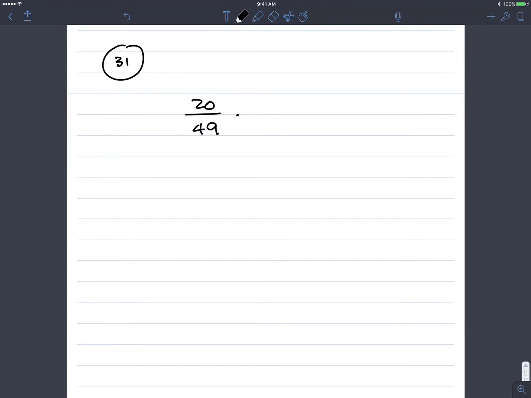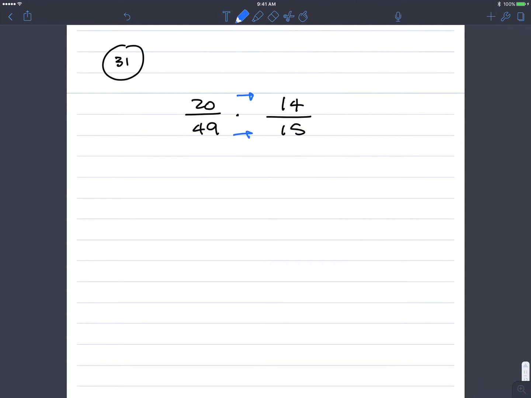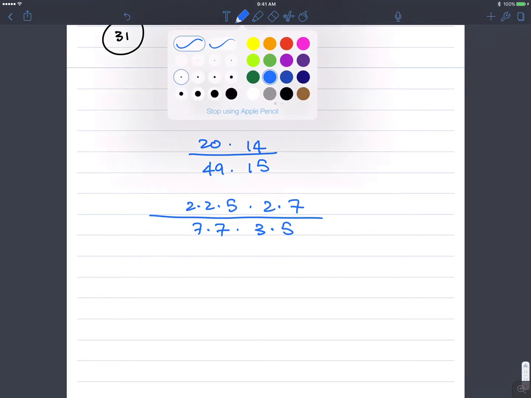20 over 49 times 14 over 15. Multiply horizontally across. 20 times 14 over 49 times 15. Now we're going to break our numbers down. 20 is written as 2 times 2 times 5. 14 is 2 times 7. 49 is 7 times 7, and 15 is 3 times 5.